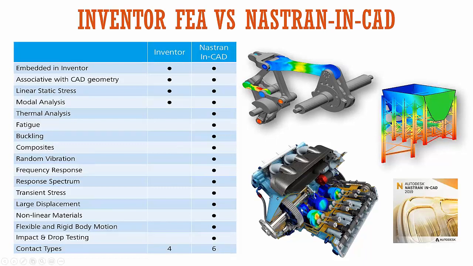And one more thing: in Fusion 360, the FEA solver is the same as Nastran-in-CAD. So Nastran is embedded in Fusion 360. If you do anything in Nastran in Inventor, you'll get the same results in Fusion 360. If you use the same settings, the same loads and constraints, you'll get similar results in both Inventor Nastran and Fusion 360. So that's about Inventor versus Nastran.